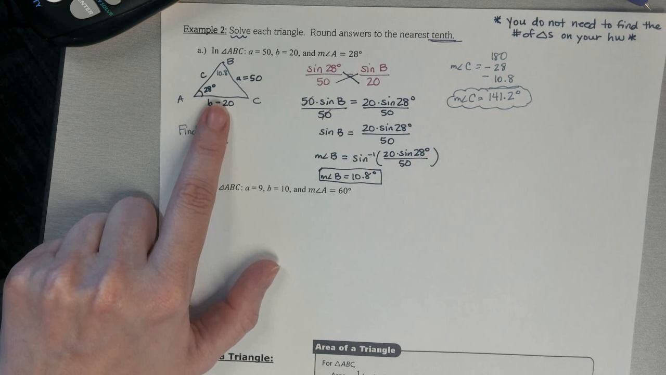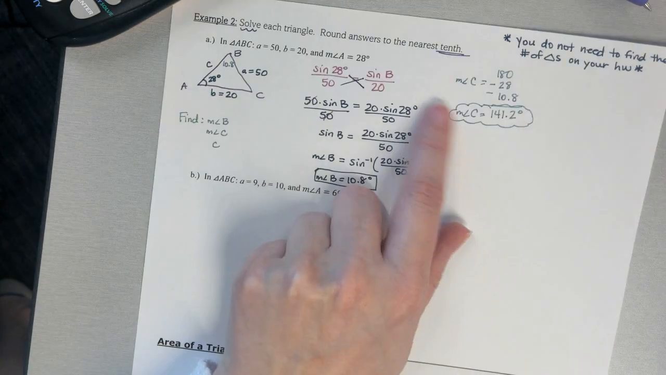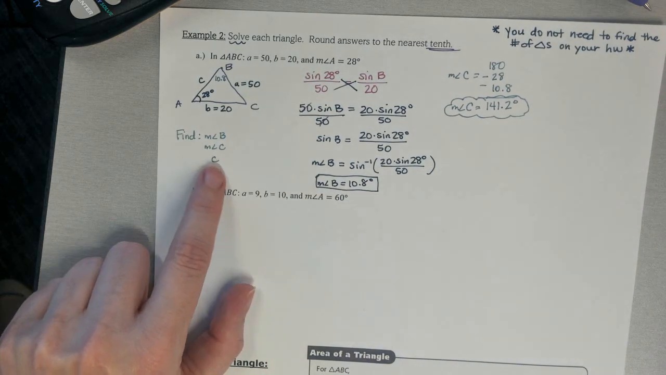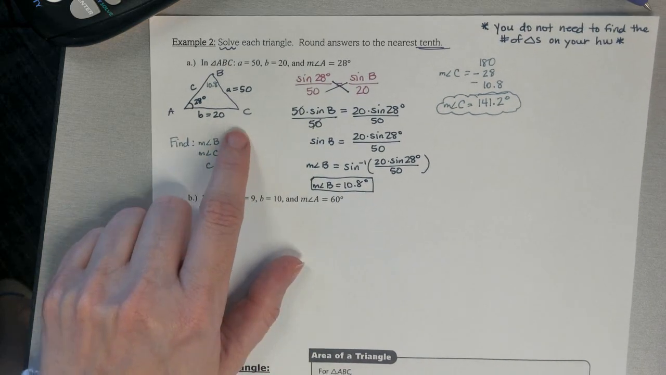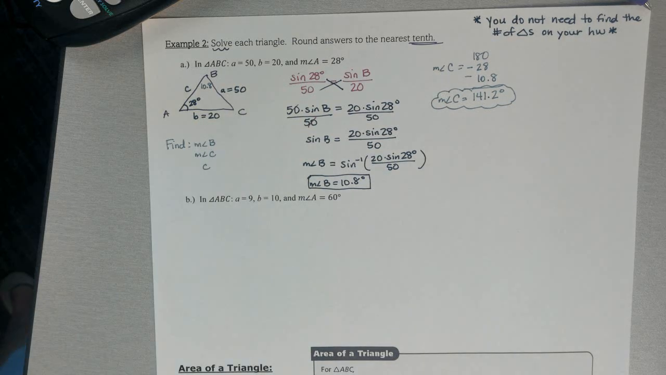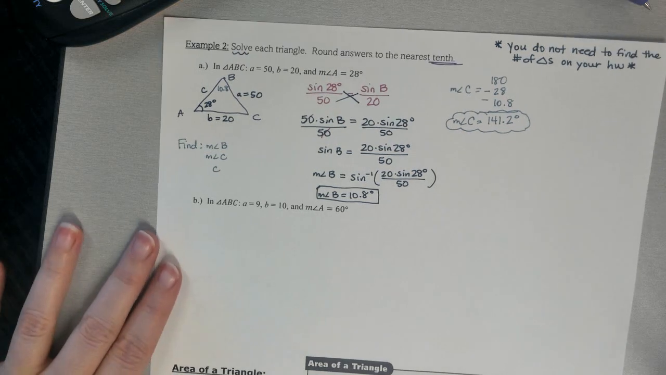And based on this, if angle C is 141.2, when I find the side length C, what should it look like compared to the other sides? Should it be larger, bigger, about the same? Larger. Why? Yeah, angle C is the largest angle, so that should be the longest side.